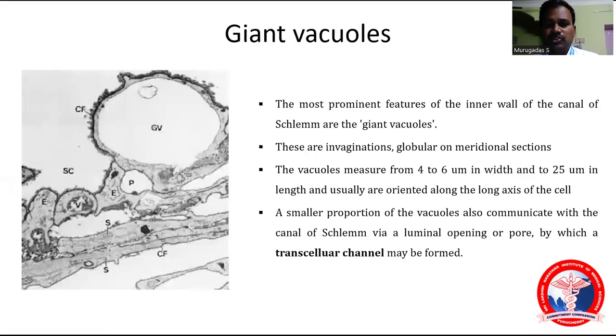The most prominent feature of the inner wall of the canal of Schlemm are the giant vacuoles. These are invaginations, globular on meridional sections. The vacuole measures around 4 to 5 micrometer in width and 25 micrometer in length and usually is oriented along the long axis of the cell. A smaller proportion of the vacuoles also communicate with the canal of Schlemm via a luminal opening or pore, by which a transcellular channel may be formed.